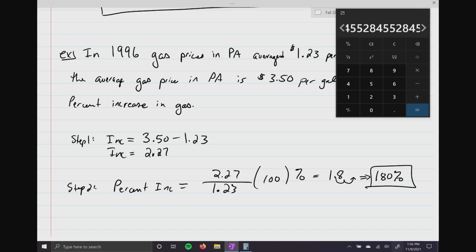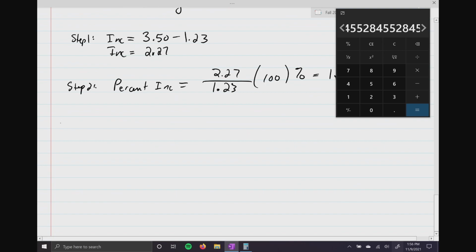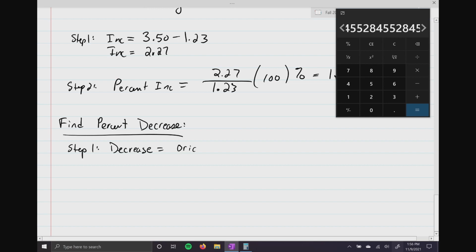All right, so we just did a couple problems with percent increase. I think now we need to focus on a couple problems where we're going to find percent decrease. Okay, and this one is honestly practically the same. Step one, we're going to find our decrease. So decrease is going to equal the original amount minus the new amount.